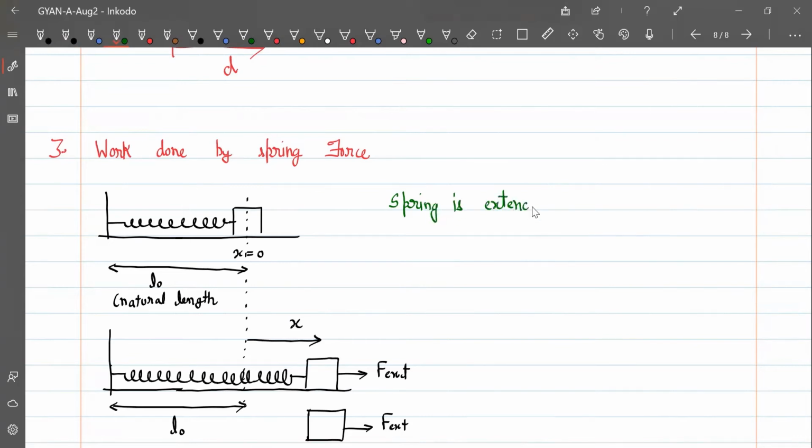Spring is extended slowly such that there is no gain in kinetic energy. The reason for this will be understood later in the work energy theorem.